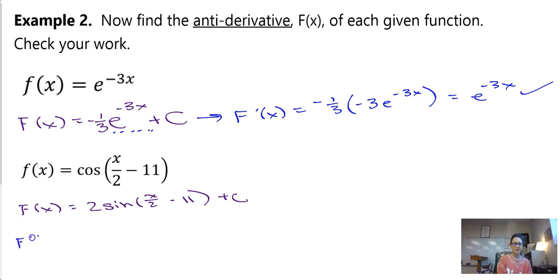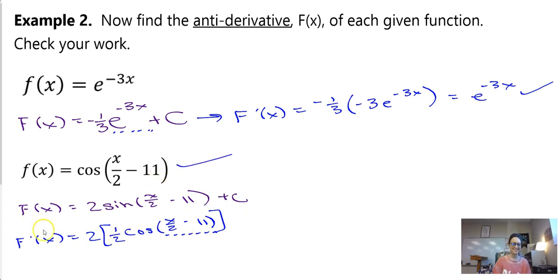If I try to take the derivative of capital F here, I'm going to have that 2 come with me. The derivative of sine is cosine, holding the inner. And then multiplying by the derivative of this would give me that 1/2, and so those go away, and I do get back to where I started.